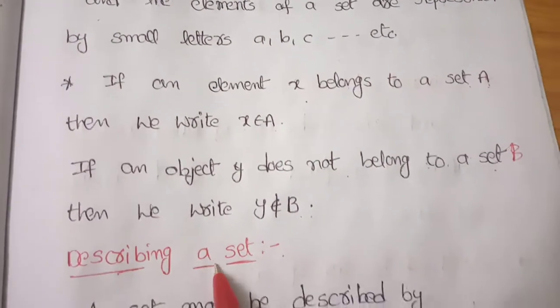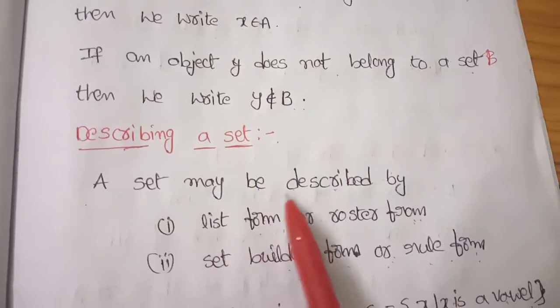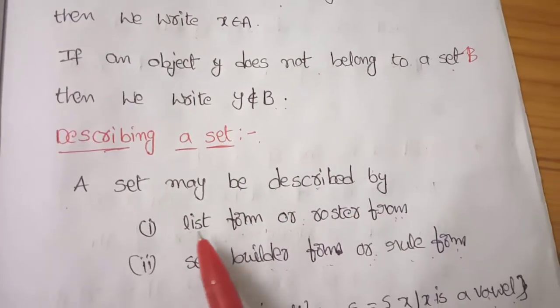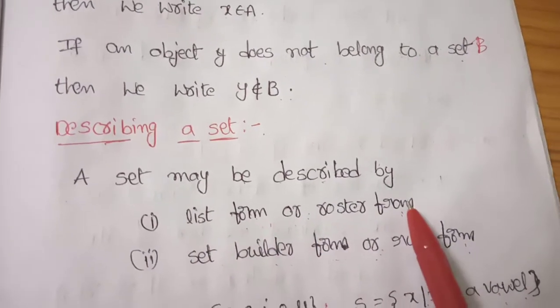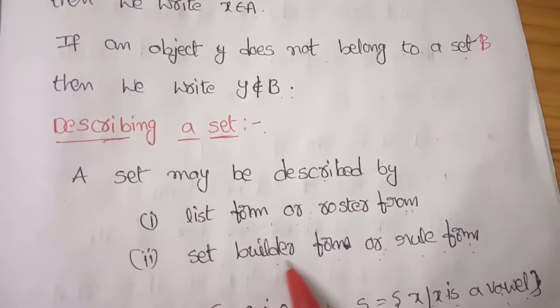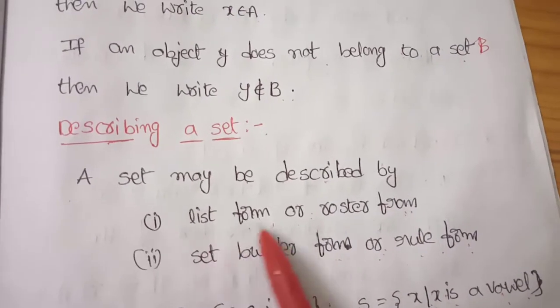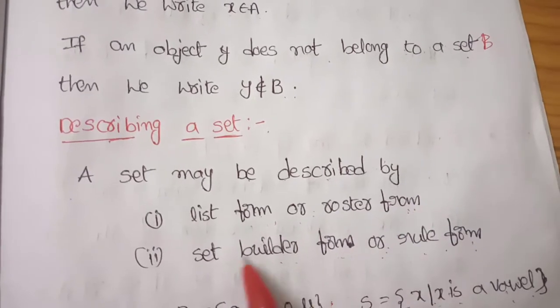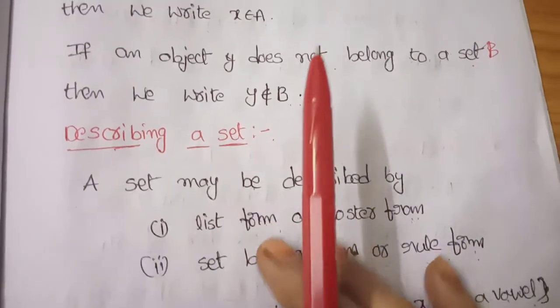Next one, describing a set. A set may be described in two ways. The first one is list form or roster form. The second one is set builder form or rule form.